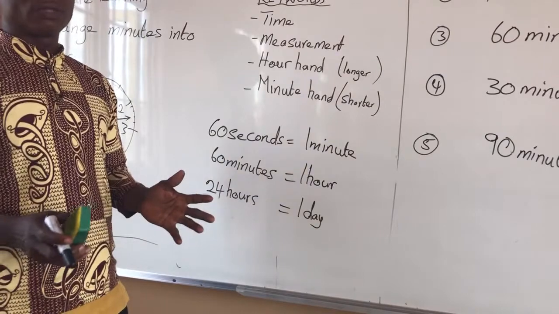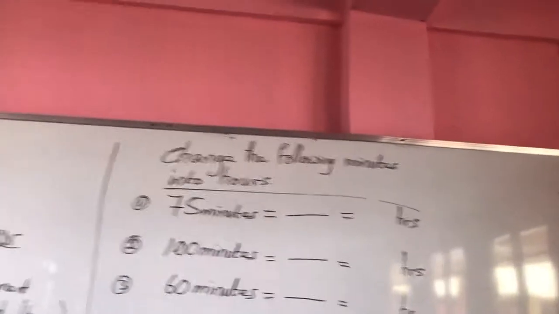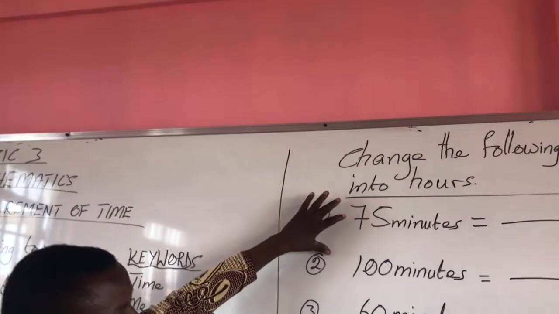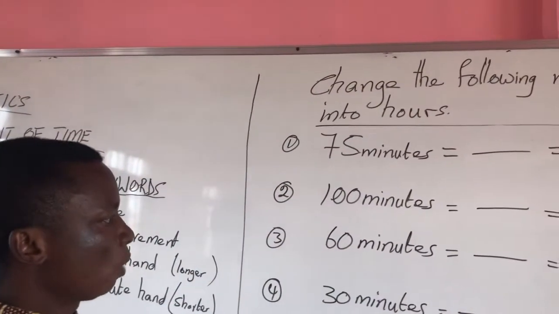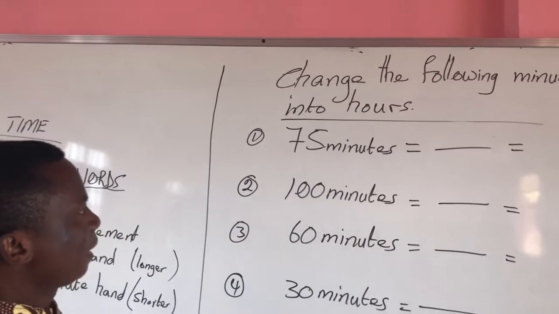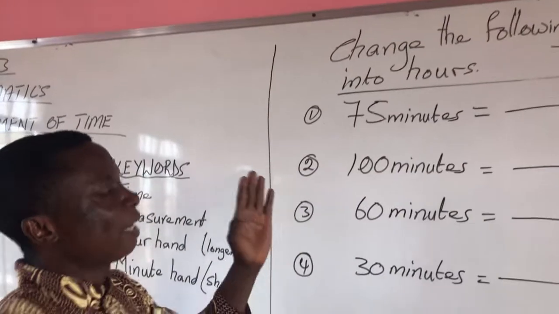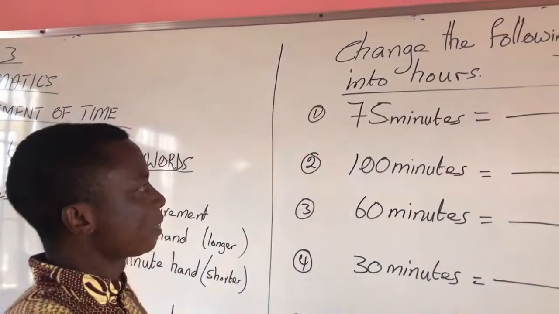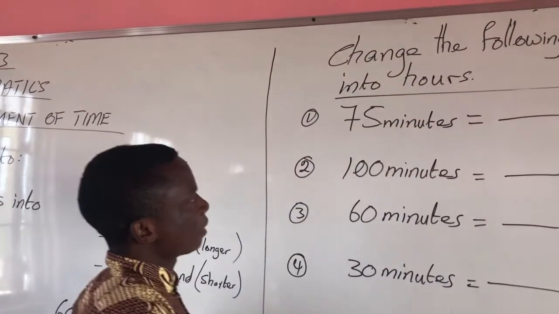Let's move on to today's activity. Change the following minutes into hours. We are changing the following minutes into hours. If you are given a problem like this, 75 minutes, what are we to do? You find two numbers, especially 60 and another number that you add to get 75. 60 plus another number that gives 75.